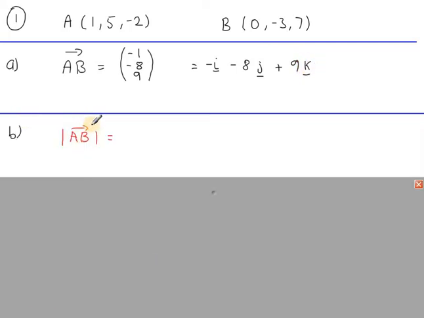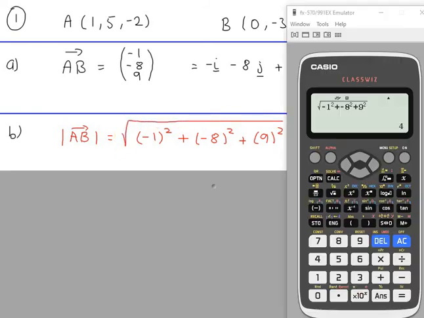Now we're looking for the magnitude of our vector AB. We take the x, y and z displacements, we square them all. This is just Pythagoras' theorem in 3 dimensions, so each one squared, and you add the terms, and then we square root, and then we simplify. Now this is giving the wrong answer, even though it looks correct. I haven't put brackets around the negative numbers here, that's why the answer is wrong. So this is now correct, and the answer is root 146.